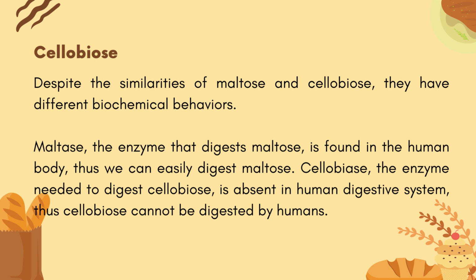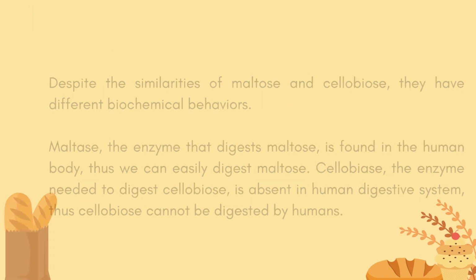The opposite happens with cellobiose. We do not have the necessary enzyme called cellobiase in the digestion of cellobiose. Therefore, we human beings are not capable of digesting the disaccharide cellobiose. So that is one of the striking differences between maltose and cellobiose, which share a lot of similar characteristics.